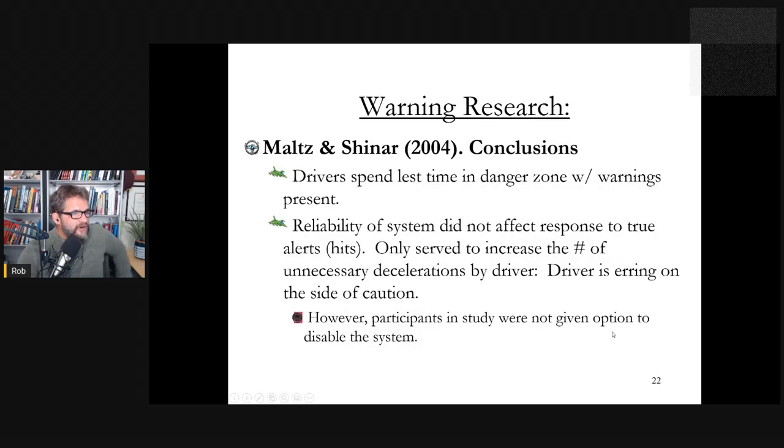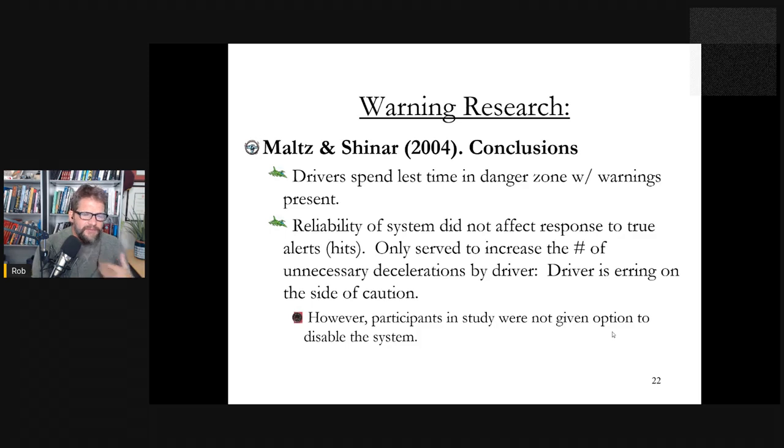So overall, they found drivers spend less time in the danger zone of a time headway less than 2 with warnings. In their study, the reliability of the warning system didn't really affect things, except that drivers were being a bit more cautious. They'd step on the brakes when they didn't have to. That sounds good, but there's a couple of issues. One is you don't have the option to deactivate it. And the second thing is you're not a car company competing against other vehicles. So we have to take that into account too.